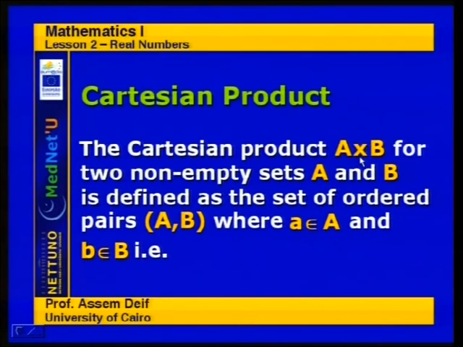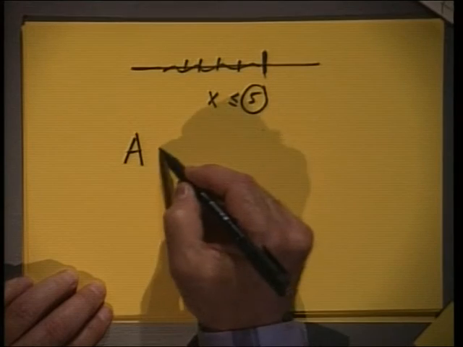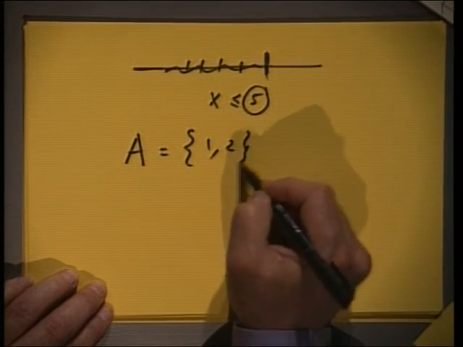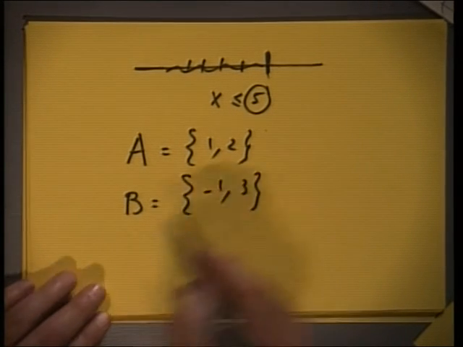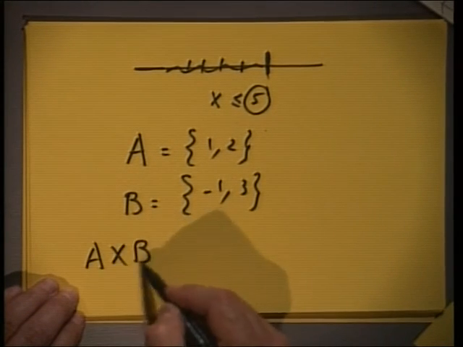The Cartesian product, as defined for two sets A and B, of course they are non-empty, is an ordered pair (a, b), where a is an element in A and b is an element in B. In other words, suppose, for example, you have A equal to the set {1, 2}, and B is the set {-1, 3}, and you wish to calculate the Cartesian product A×B.